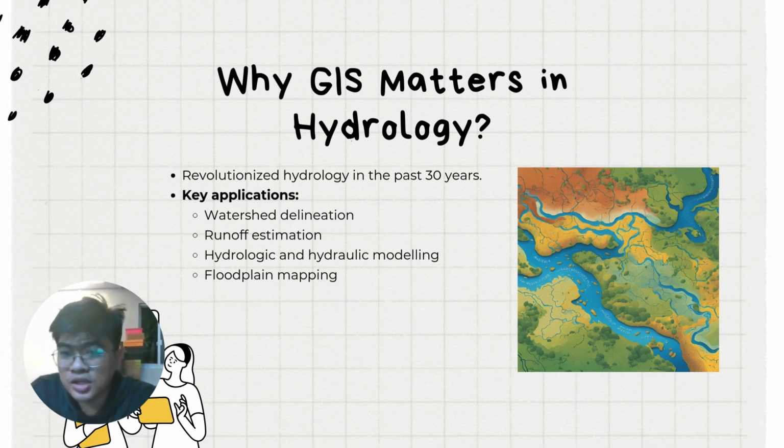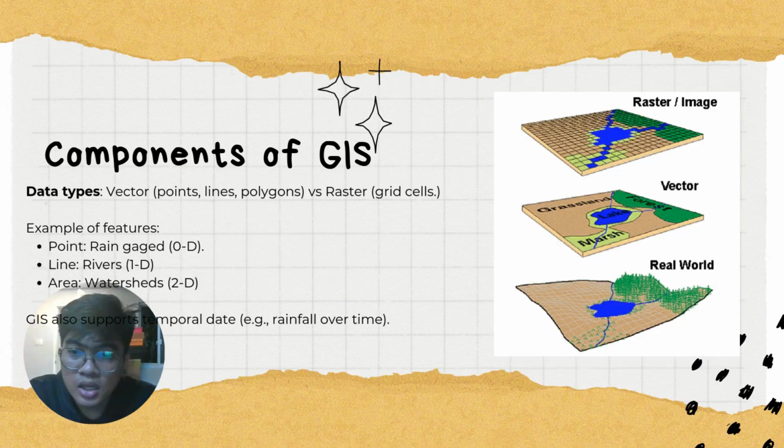In hydrology, GIS has transformed how we analyze and solve problems. Hydrology is inherently spatial, as it involves studying water movement across land surfaces. So, GIS allows us to, first, delineate watershed boundaries to understand drainage patterns. Second, estimate runoff during storms or floods. And lastly, create floodplain maps to identify vulnerable areas. For instance, GIS can analyze rainfall distribution across a watershed during a storm, helping us predict potential flooding and manage risks. The next is the components of GIS.